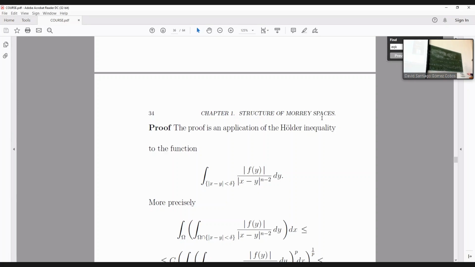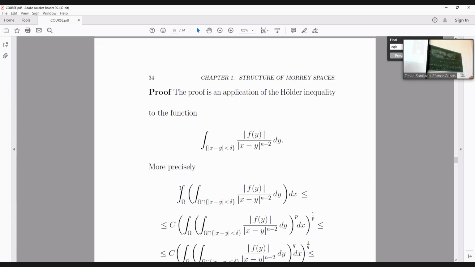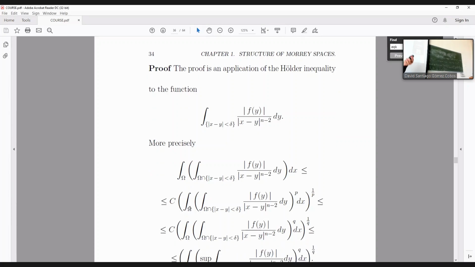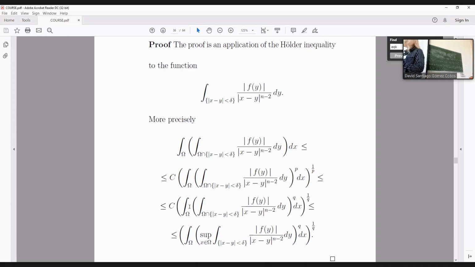So we start from the inside integral. If we consider the M1, the integral in omega of the integral in omega cap B_x(rho) of f(y) over |x minus y| with exponent n minus 2, using Hölder inequality, we have a constant, depending on the dimension of the space, times the integral in omega of this function with exponent p, all with exponent 1 over p, only using Hölder inequality.